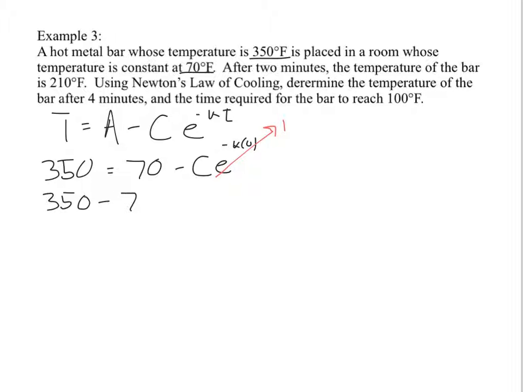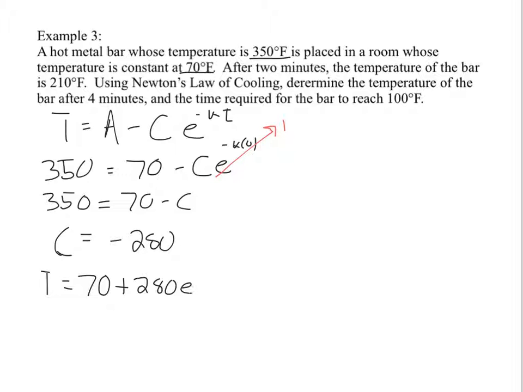So then we really just end up with 350 equals 70 minus C. So then you'd add C to both sides and subtract 350, or you could subtract 70 and then multiply by a negative. But your C ends up being negative 280. So then now our model after that becomes 70. And then this is where I had a minus built into the way I'd set up the equation, but based on that minus, I ended up with a negative for C. So that minus a negative becomes plus 280 e to the negative kt. So that's where we're at so far.